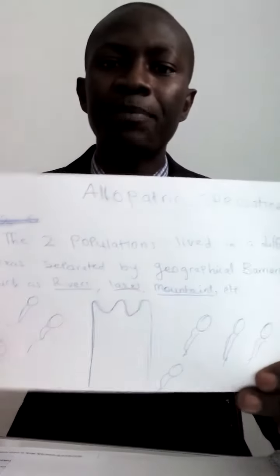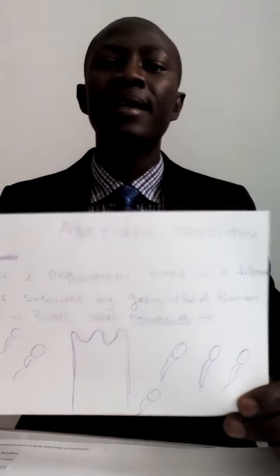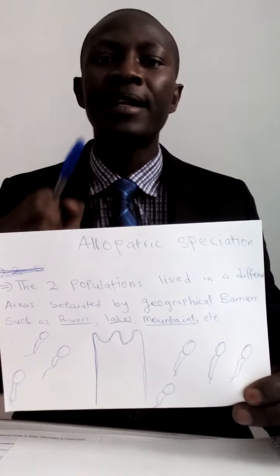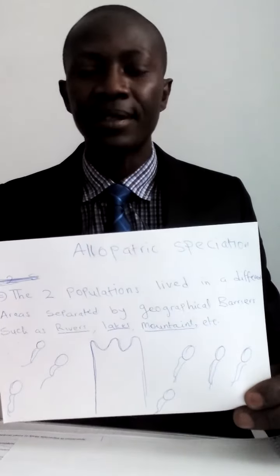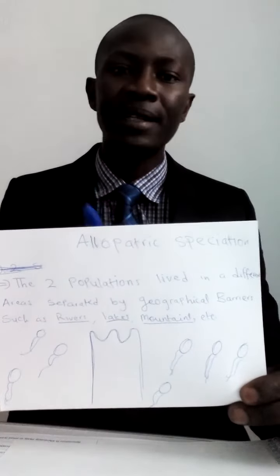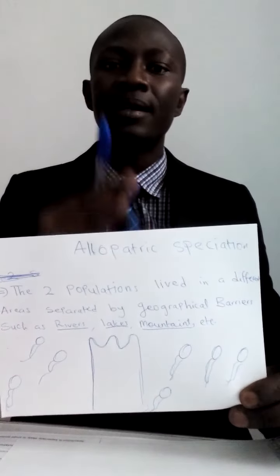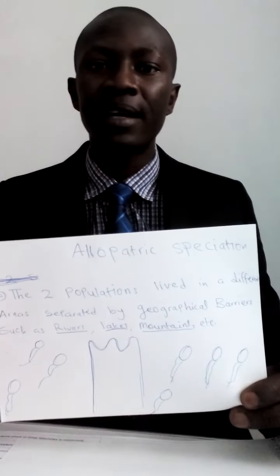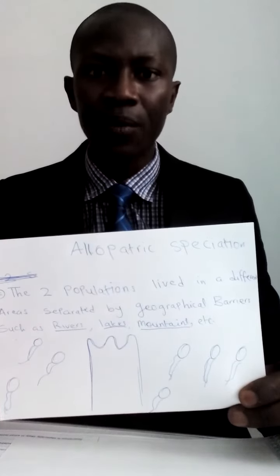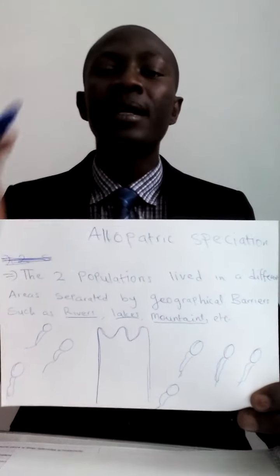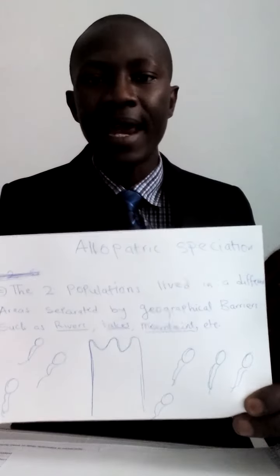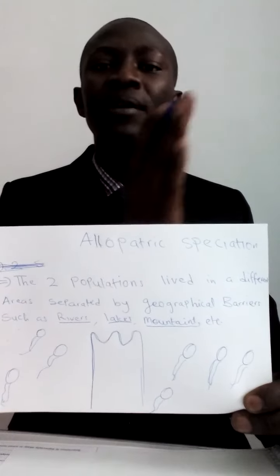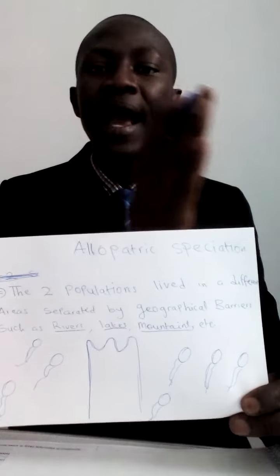Allopatric speciation simply means that the two populations are living in different geographical areas, and these two areas are separated by geographical barriers such as rivers, mountains, lakes and islands, etc. When those geographical barriers separate the two populations, the members are unable to move from area A to area B. As a result, they become reproductively isolated.